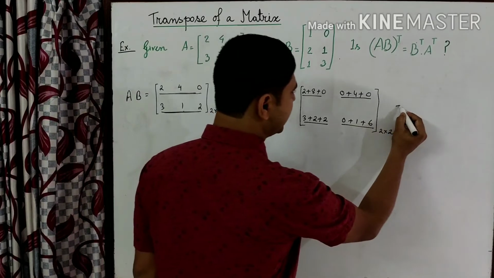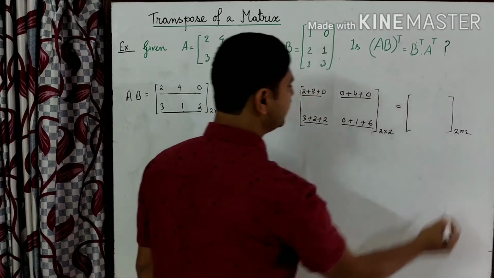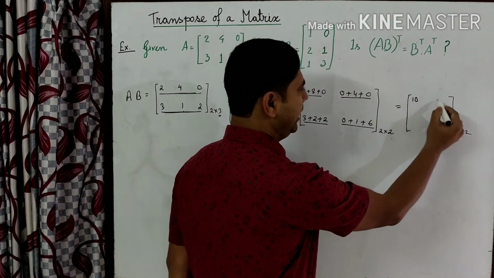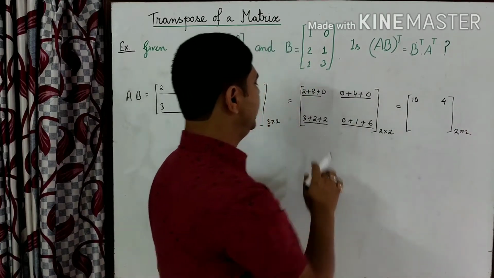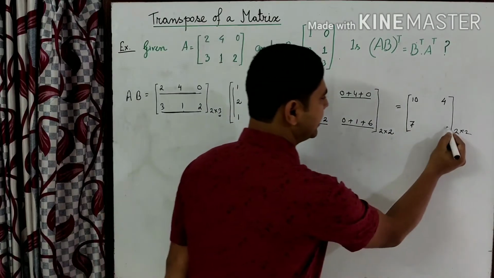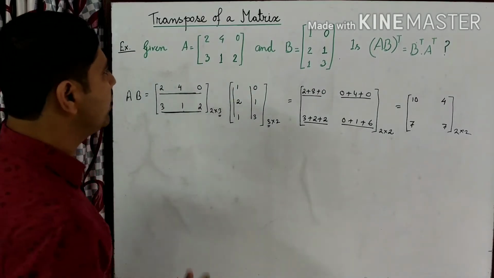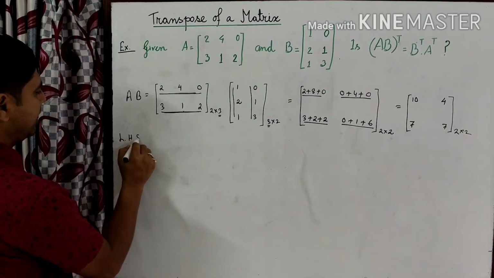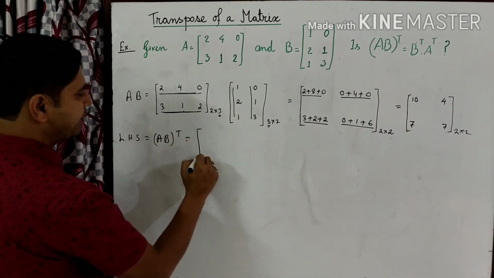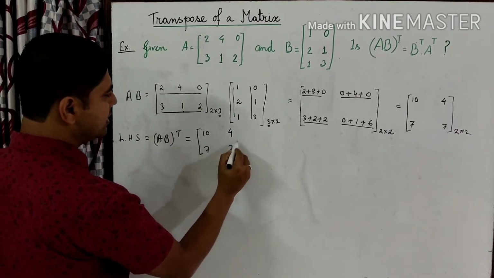After simplification, what is the value of this part? Order is 2 by 2. 2 plus 8, 10. This element is 10, and this one is 4. Here 4 plus 3 is 7, and 6 plus 1 is also 7. That is the matrix AB. Now you have to find the left hand side of this part, (AB) whole transpose. What is the value of AB? AB equals 10, 4, 7, 7.